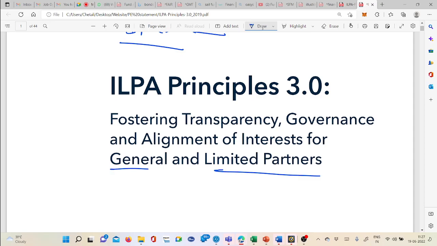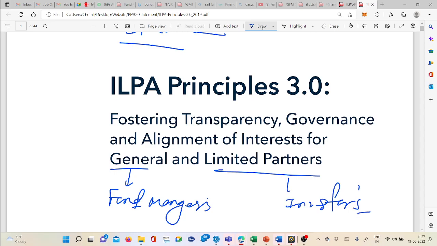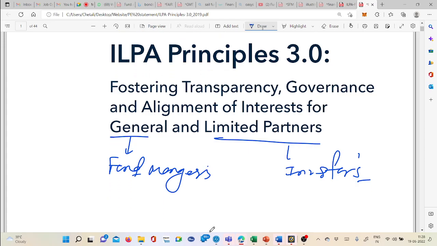I would like to brief you about general partner and limited partner. General partner means the fund manager. And limited partner means investor. Among general partners you can see two categories: active general partners and passive general partners. Active means one who actively takes part in investing and manages all the fund operations as well.